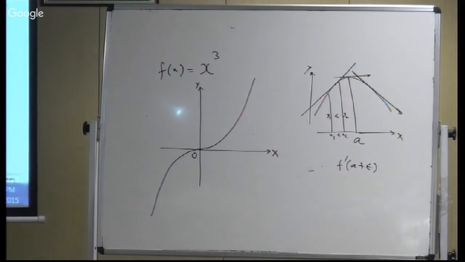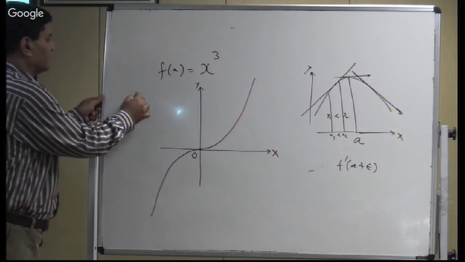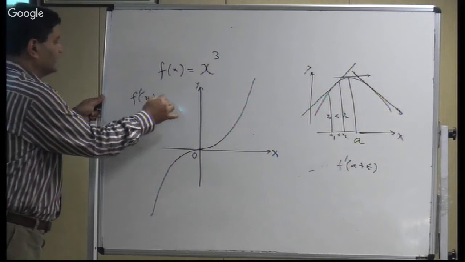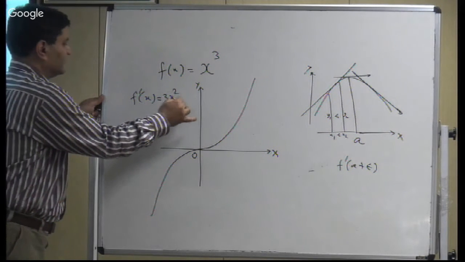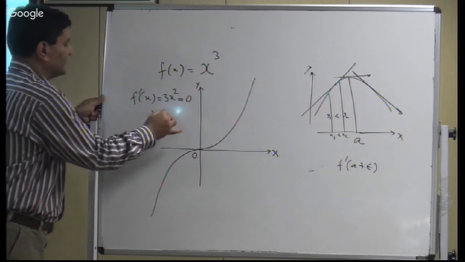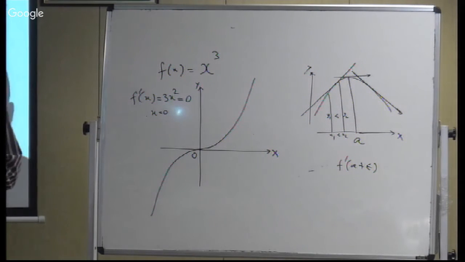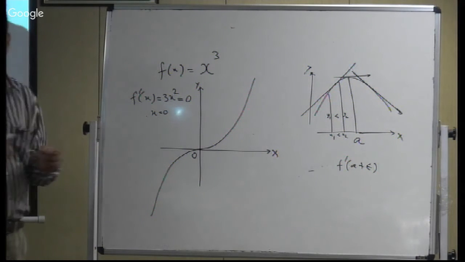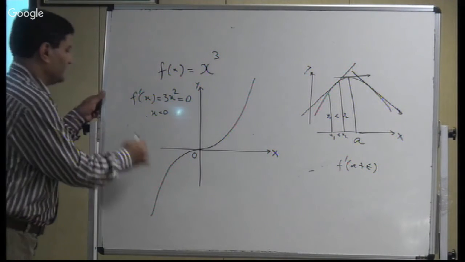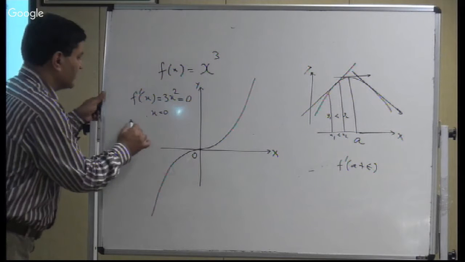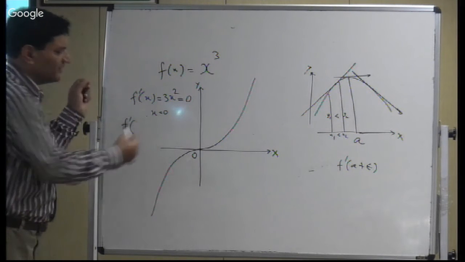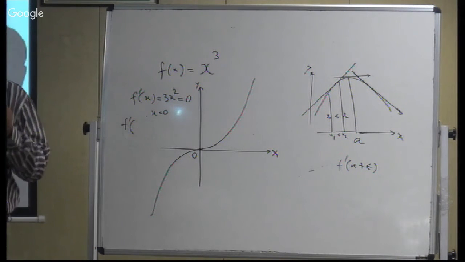Now if we find the first derivative, it is equal to 3x squared, right? And this derivative is 0 when x is 0. At x equal to 0, the value of the derivative is 0. But if you apply the first derivative test, we will find that the sign of the derivative is not changing. If you take a point slightly on the left of 0, let us take 0 minus 0.01.